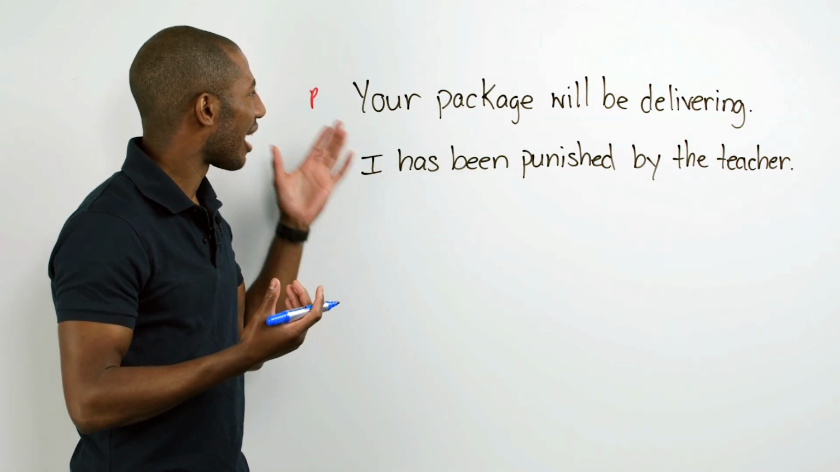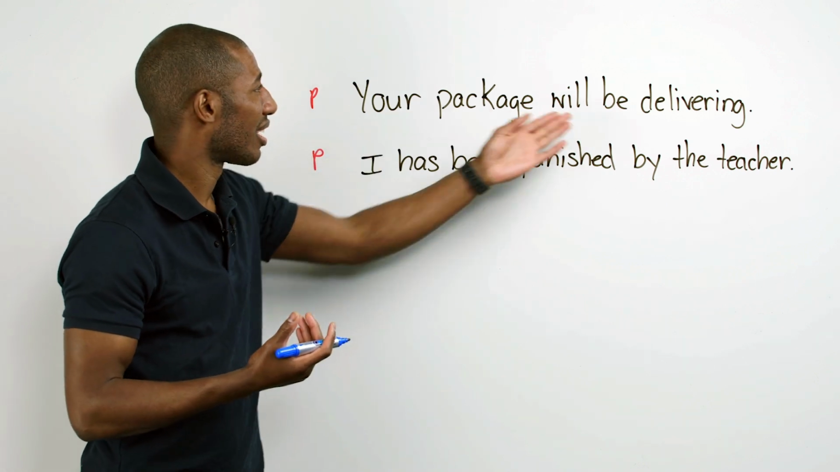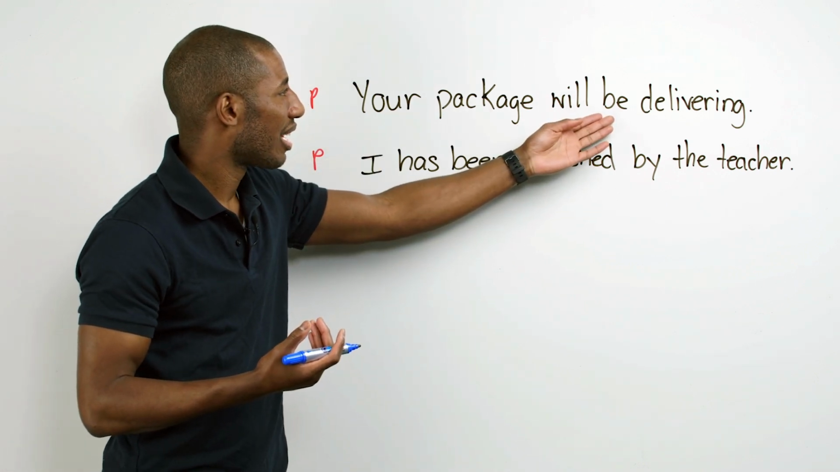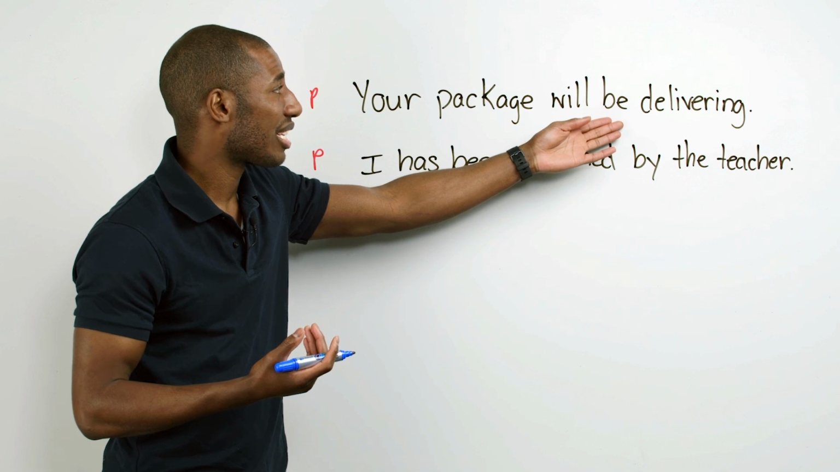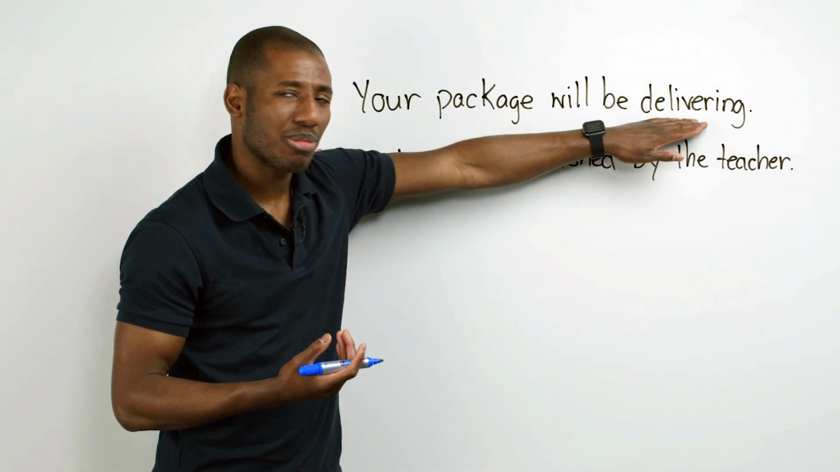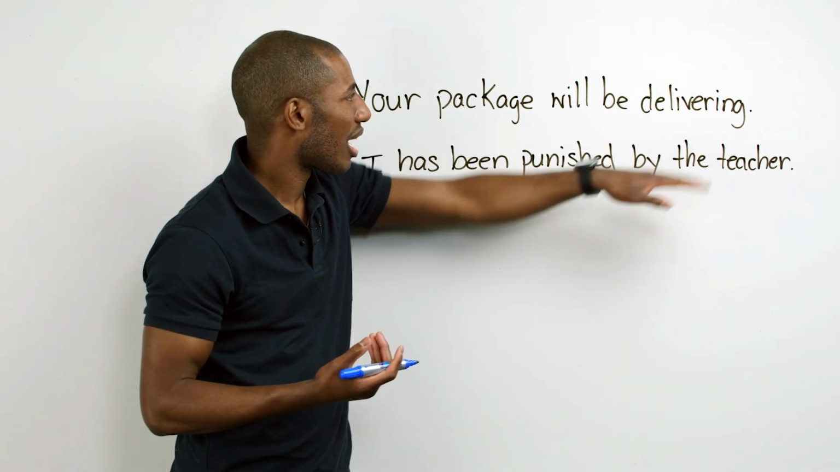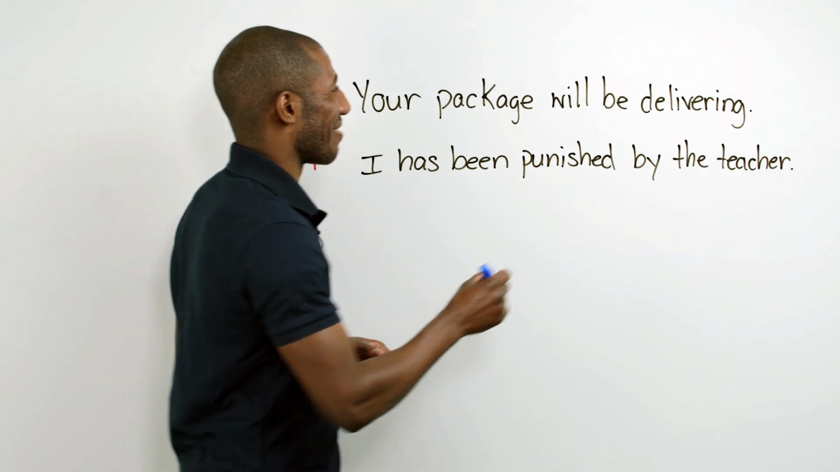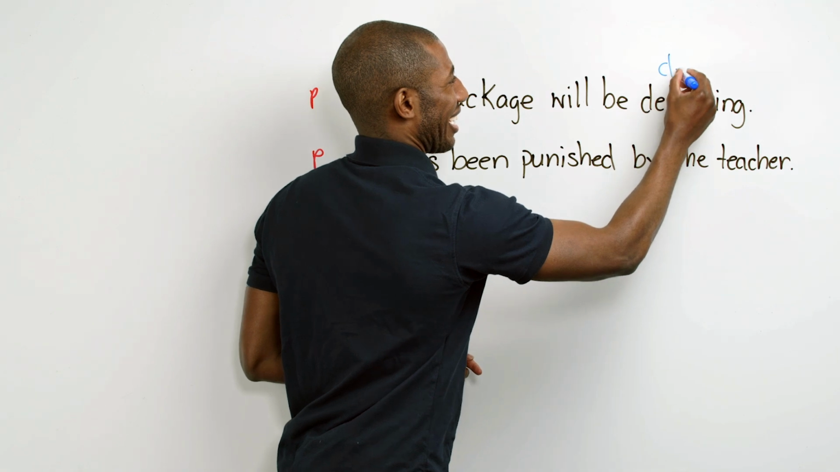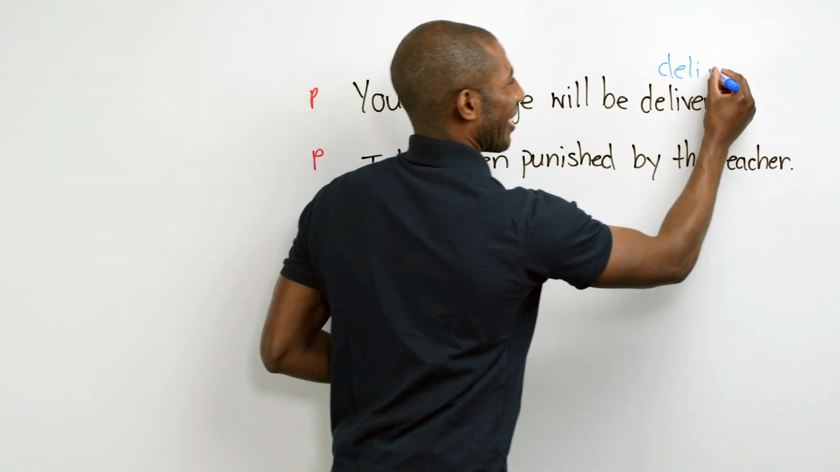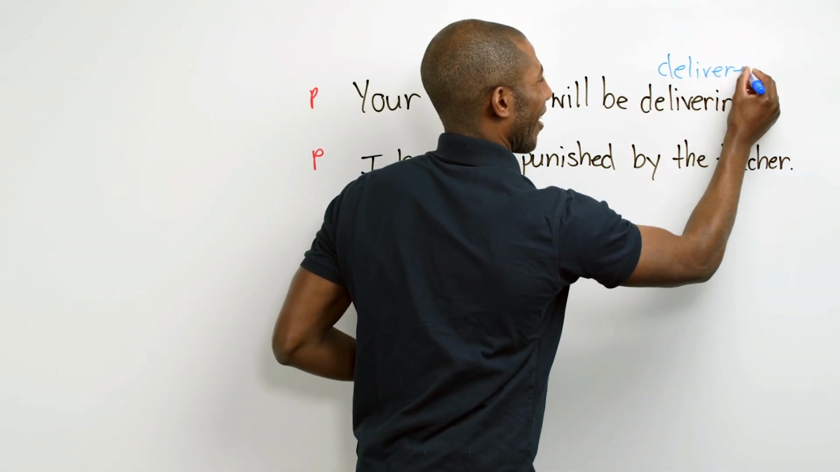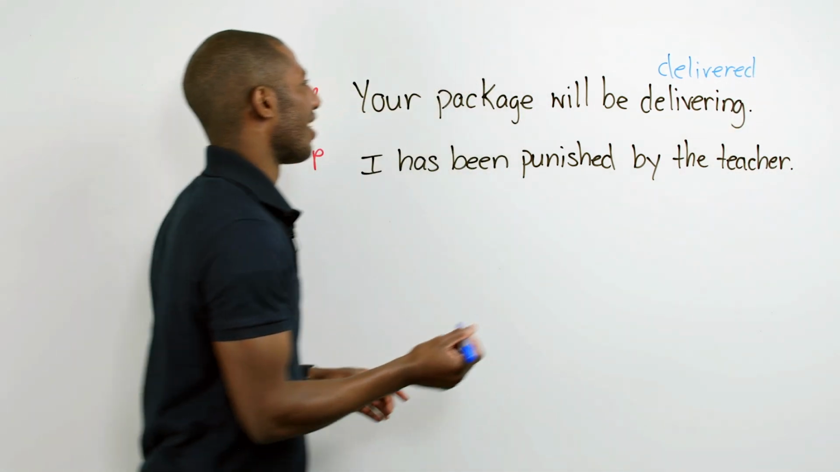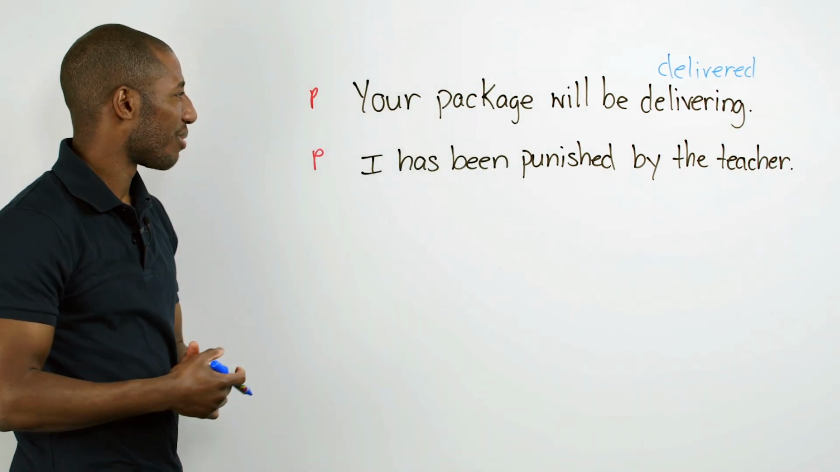I know it's written in the passive voice, and I have a to be verb, and this is future tense. This past participle is wrong. So I know the verb is delivered. All right, let's look at our next one.